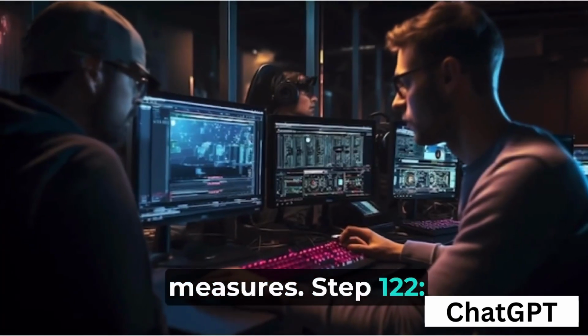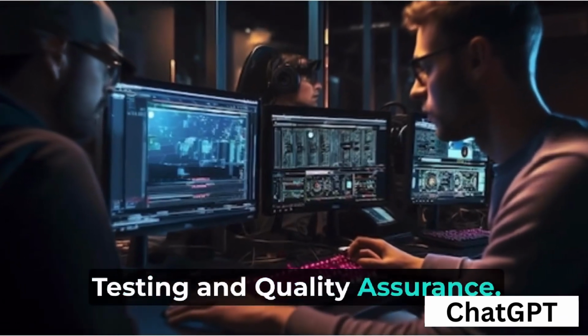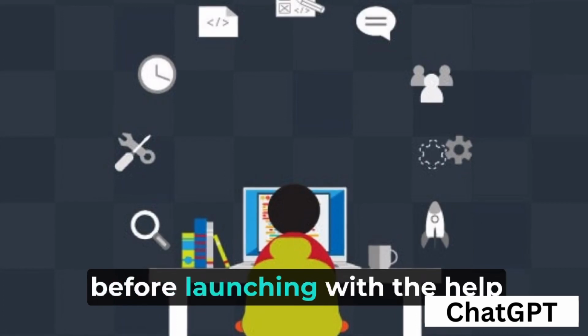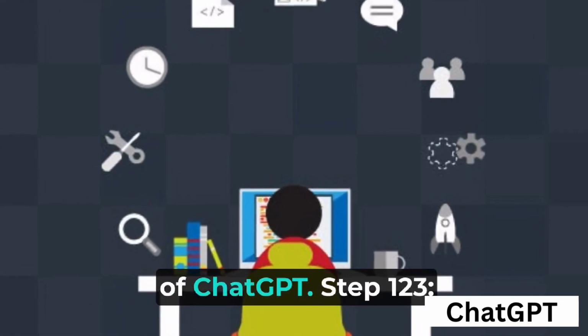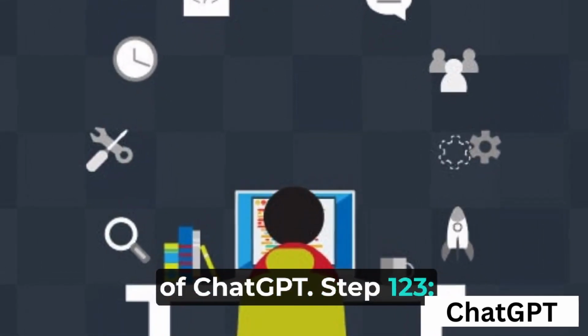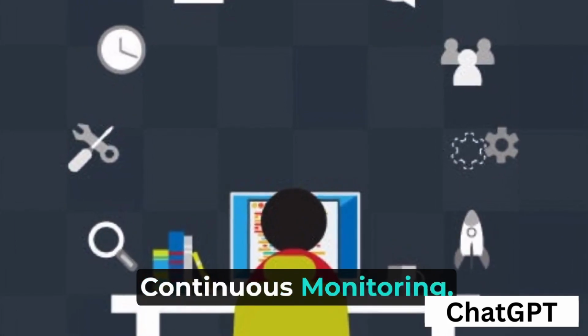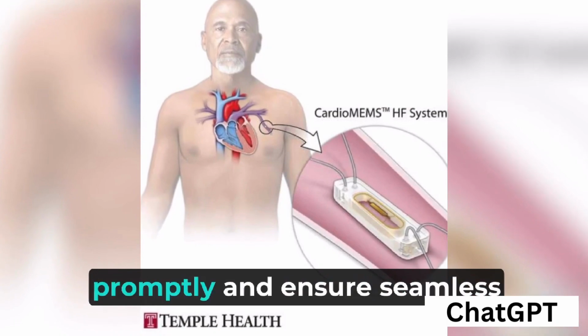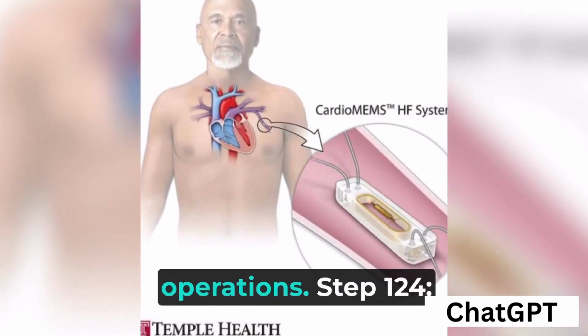Step 122. Testing and quality assurance. Define testing protocols and quality assurance processes before launching with the help of ChatGPT. Step 123. Continuous monitoring. Establish monitoring systems with ChatGPT to detect issues promptly and ensure seamless operations.